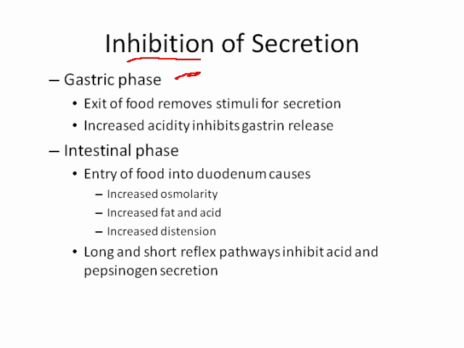So in the gastric phase, when food is exiting the stomach, it's removing stimuli for secretion of the enzymes within the stomach. Of course that would make sense, that as food is leaving the stomach, you're removing the stimuli causing the secretion of the digestive enzymes, so that will inhibit the secretion. As well, an increase in the acidity is going to inhibit gastrin release.